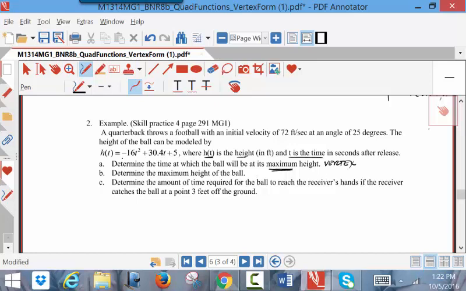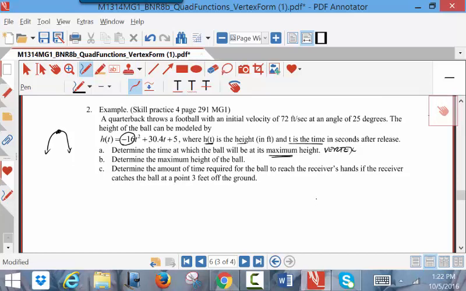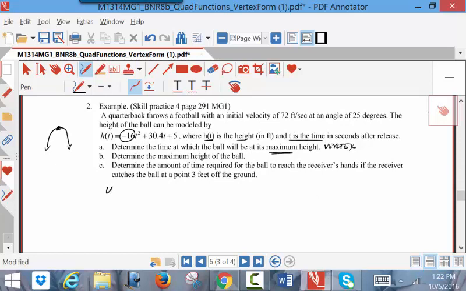Because it's a negative leading coefficient, we know this is opening down, so the maximum height will occur at the vertex. And then it's going to ask for time, just like the last one. So I'm going to rewrite this as y equals negative 16x squared plus 30.4x plus 5. To find the x value of my vertex, which is negative b over 2a, my a is negative 16, and my b is 30.4.